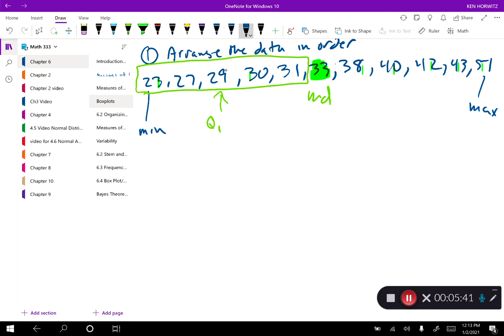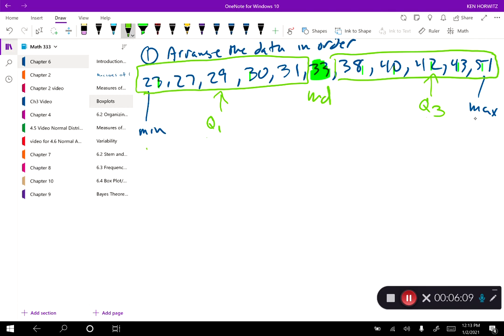Now we're going to look on this side for our Q3 because I want to find the middle number here. And there is Q3. So we've just found all 5 numbers. I have the minimum, Q1, the median, Q3, and your maximum.